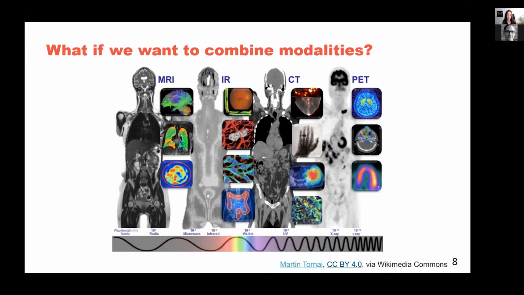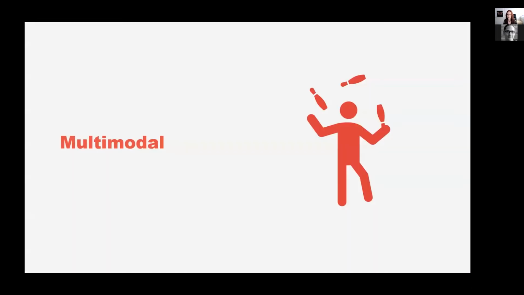So it could be, for example, that in one of the modalities, you see a lot about bodily functions, like in this PET scan that we also heard more about on Monday. And in the other ones, you can see a lot of structural or anatomical information, for example, in CT scans. So what can we do if we want to combine all that? Well, this is sometimes referred to as multimodal visualization.